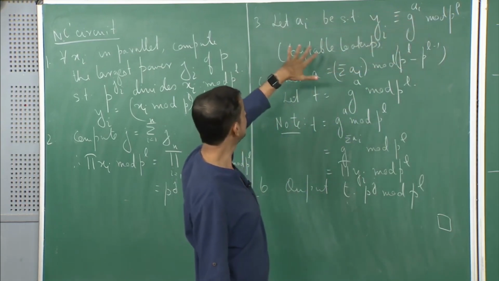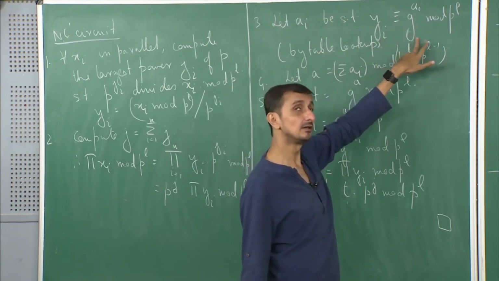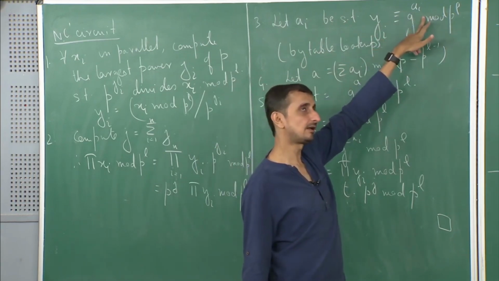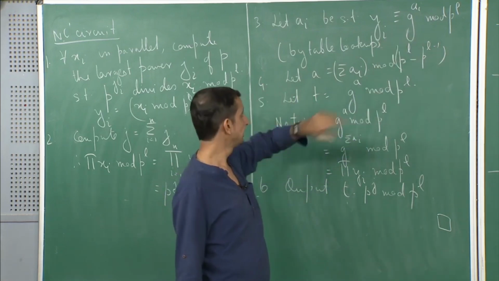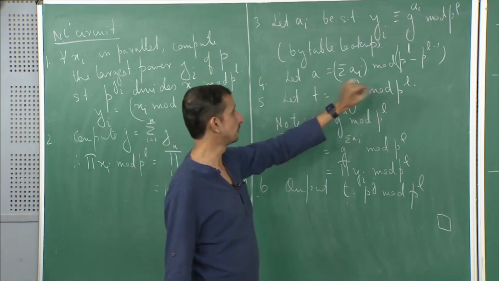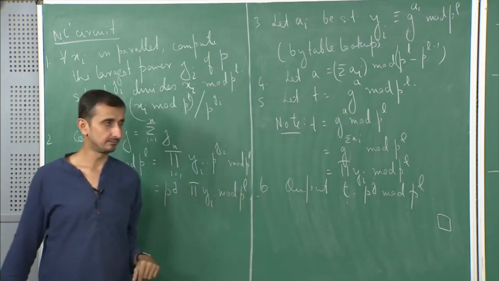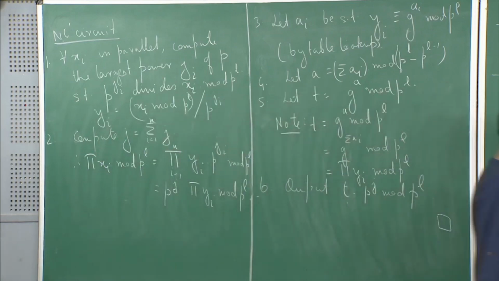Given yi, I am computing what is the power ai such that yi is congruent to g to the power ai. And here I am doing the opposite one: given a, I am computing what g to the power a is. I am setting that as t, and that is it.